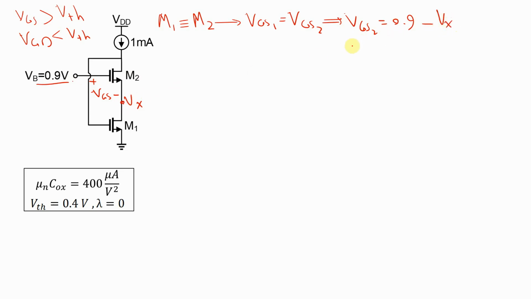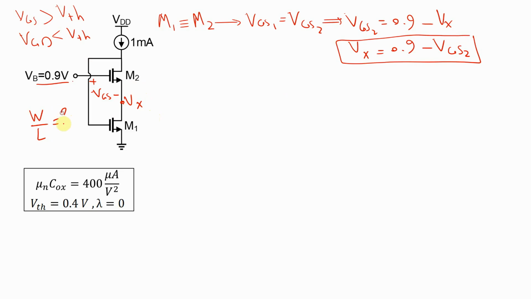So we can calculate Vx as 0.9 minus VGS2. This is Vx. Now I'm going to calculate VGS with respect to W over L, which is something that we're looking for. We're looking for W over L minimum.